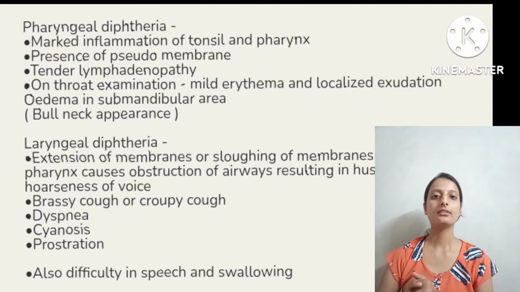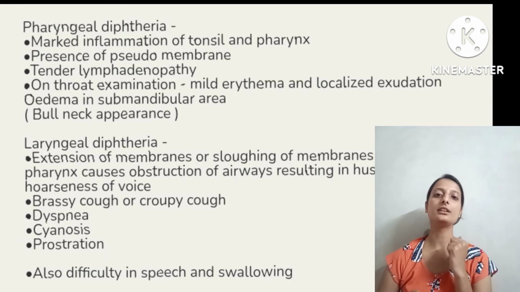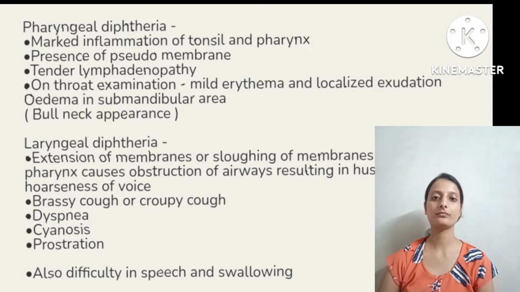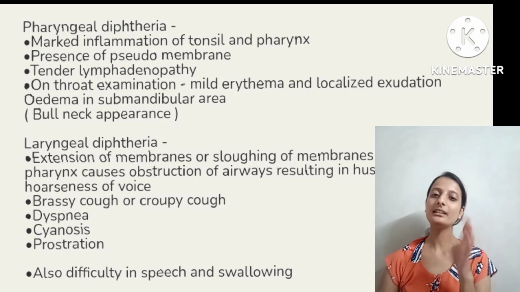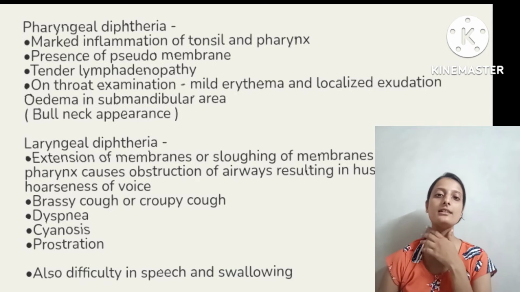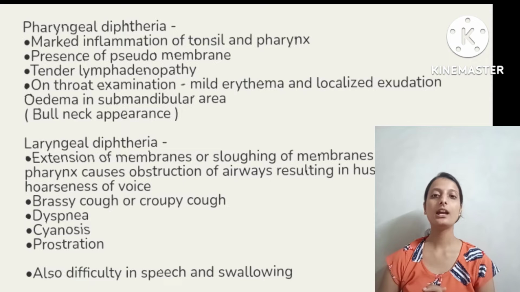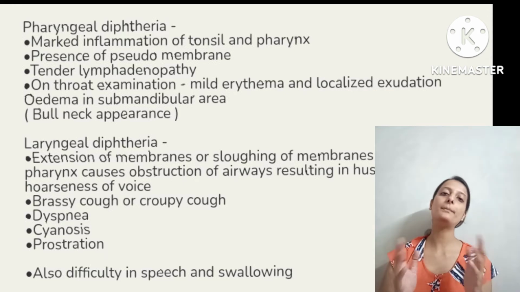Second was pharyngeal diphtheria. In pharyngeal diphtheria we see inflammation of the tonsils and pharynx. Also there is formation of the pseudomembrane. On examination of the throat there is mild erythema and exudation. There is tender lymphadenopathy, and also edema over the submandibular area, due to which we can see a bull neck appearance.